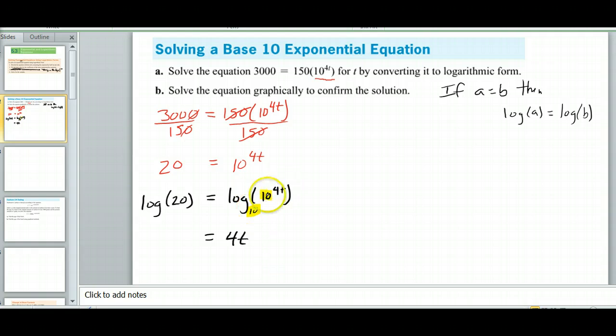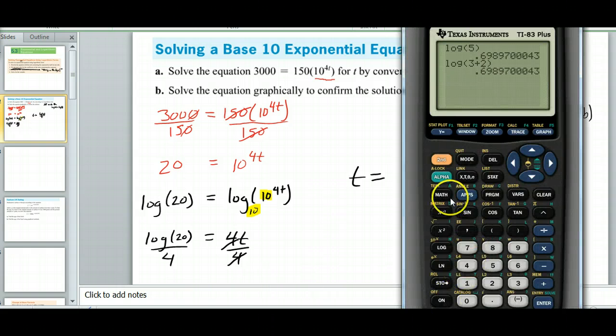Right, these wipe each other out, and we're left with just that 4t, and then over here we have the log of 20. Right, and then divide by 4 on both sides, and we get t equals exactly the log of 20 over 4, and then you go to your calculator to get a good approximation.